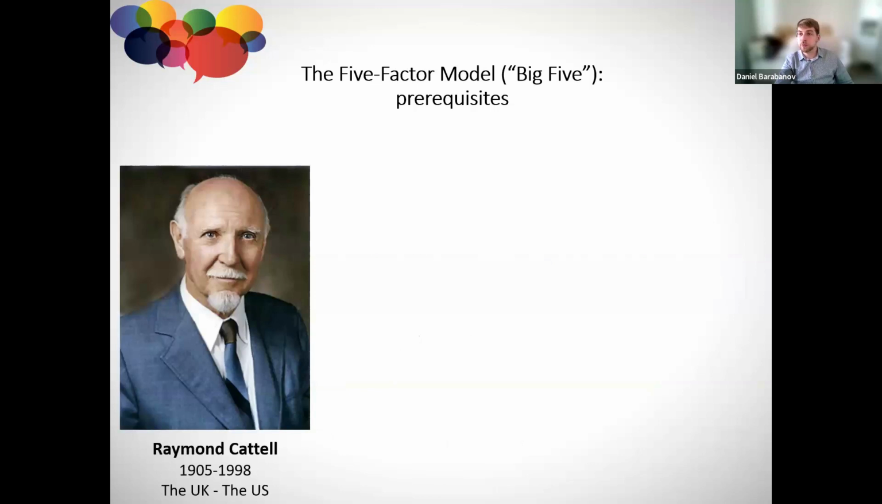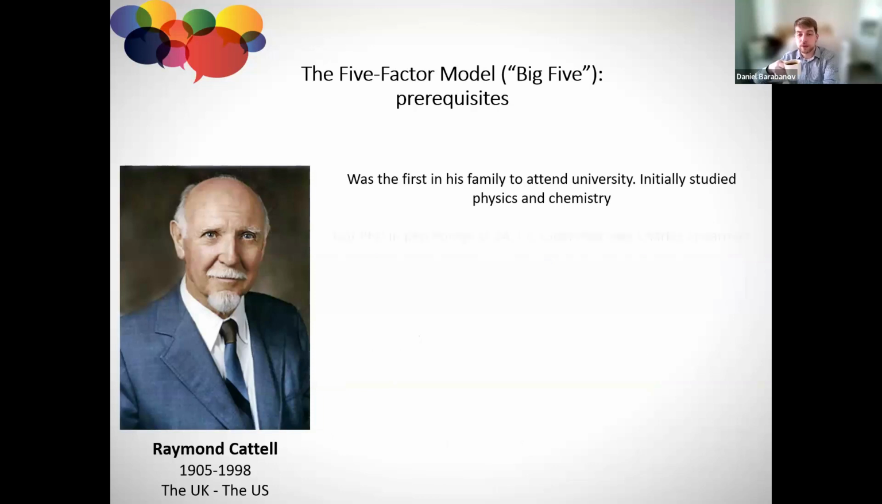Raymond Cattell is also worth mentioning as one of the key figures in personality psychology. He was the first in his family to attend university and became a very famous, prominent personality psychologist. Which is also interesting, he also changed his major. Initially, he studied physics and chemistry. He got his PhD in psychology quite early, at the age of only 24. His supervisor was the very famous psychologist and statistician Charles Spearman.